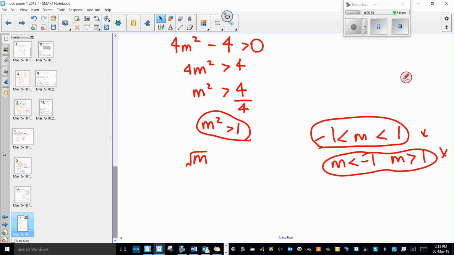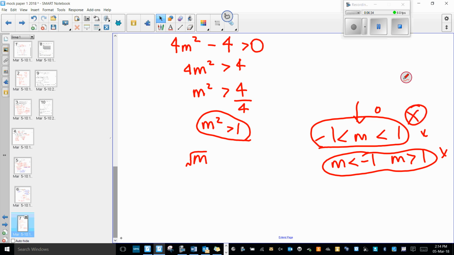We've got to choose which one is the correct one, and one of those is wrong. We're going to say that our value of m, when we square it, has to be greater than 1. If it was between -1 and 1, tell me a number between -1 and 1. 0. When we square 0, what do we get? 0. Is that greater than 1? No. So this one is incorrect.